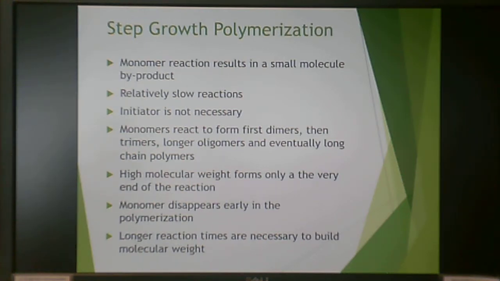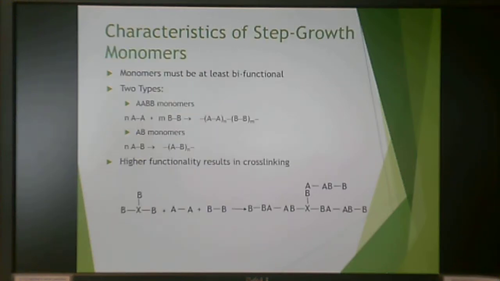Step growth polymerization occurs in steps. First a monomer reacts with another monomer to create dimers. Then you get trimers that form, and then longer oligomers, and then eventually long chain polymers. Monomer disappears very early in these reactions, and you have a whole bunch of dimers, trimers, and oligomers, and then you don't get high molecular weight polymer until the very end of the reaction. You have to have 99% or 98% conversion and higher to get actual polymer from this. So you really need long reaction times to build that molecular weight up to where it needs to be significant.